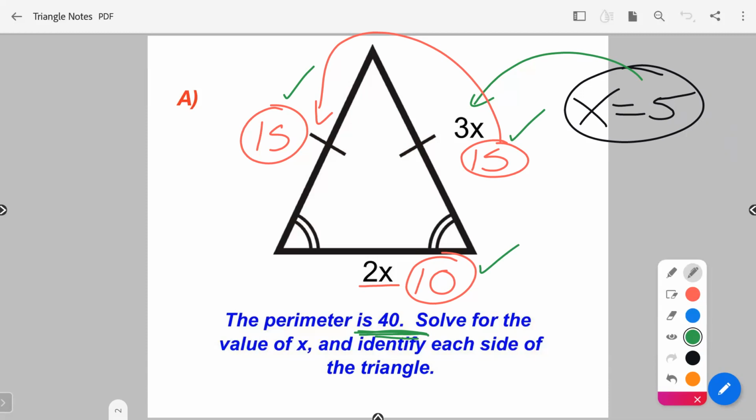So, like I said, you're doing perimeter of a triangle. It's pretty darn simple to do.